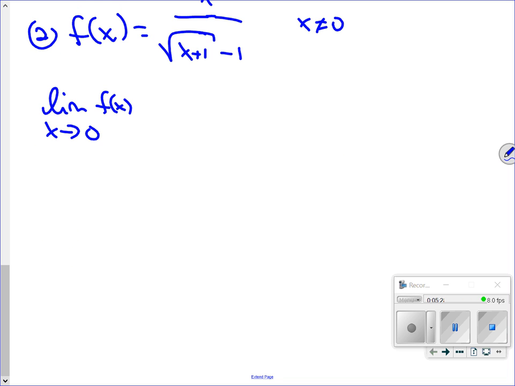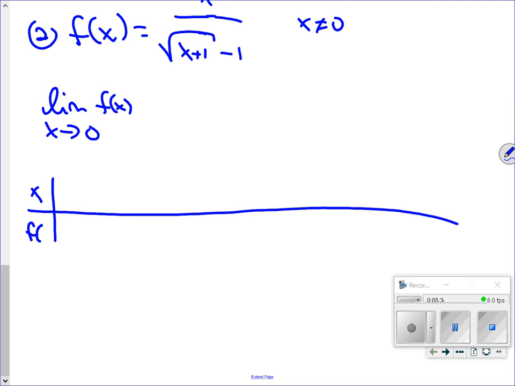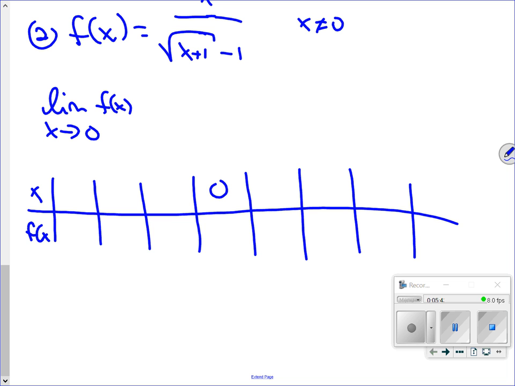Okay? I'm going to make a big table again. X and f of x. And I'd like for you to have 3 values approaching from the left and 3 values approaching from the right. There's nothing magic about the ones that I'm picking. These are just the ones you see in most calculus textbooks. And I think they sort of make sense.